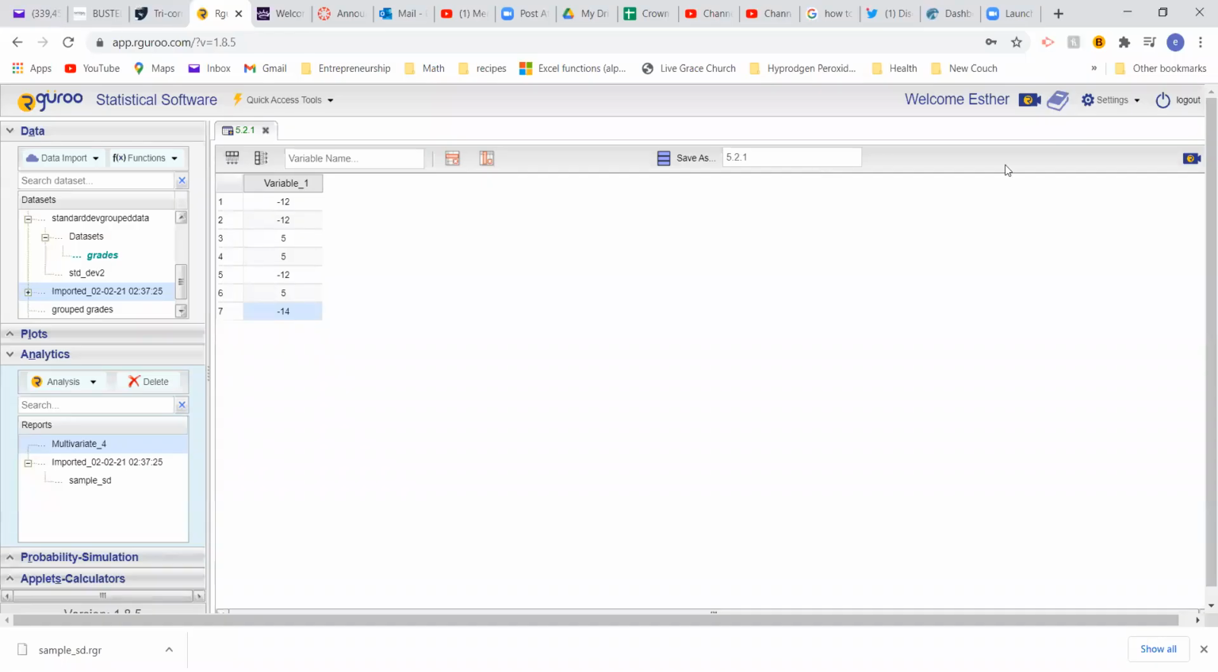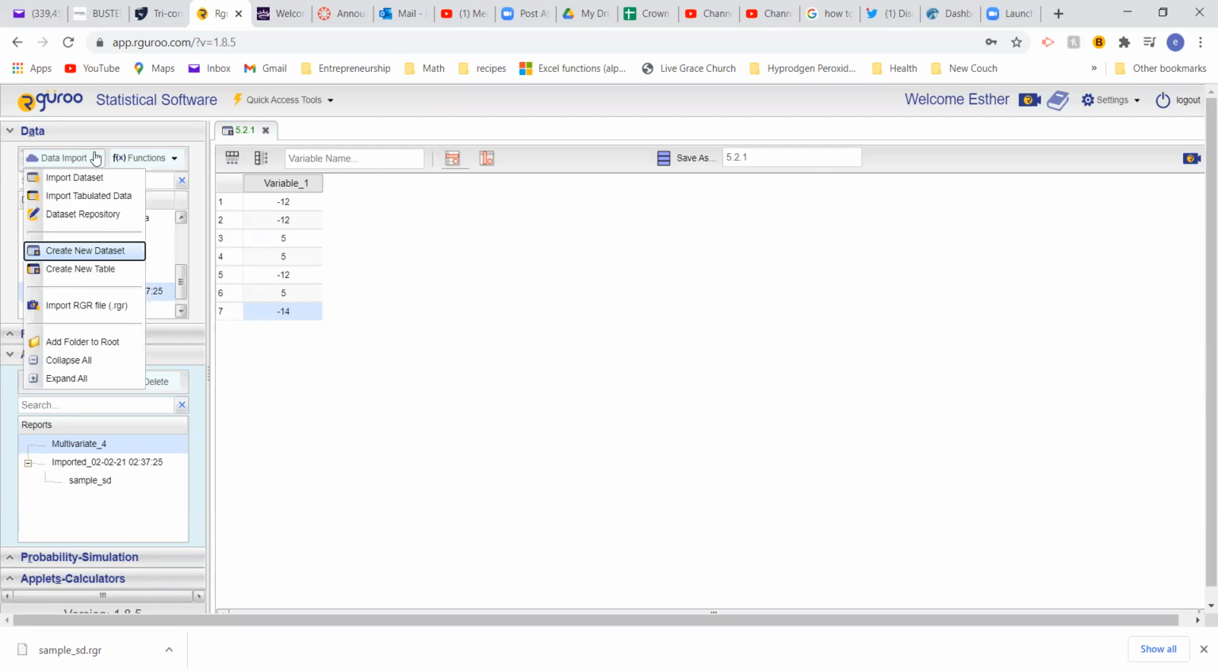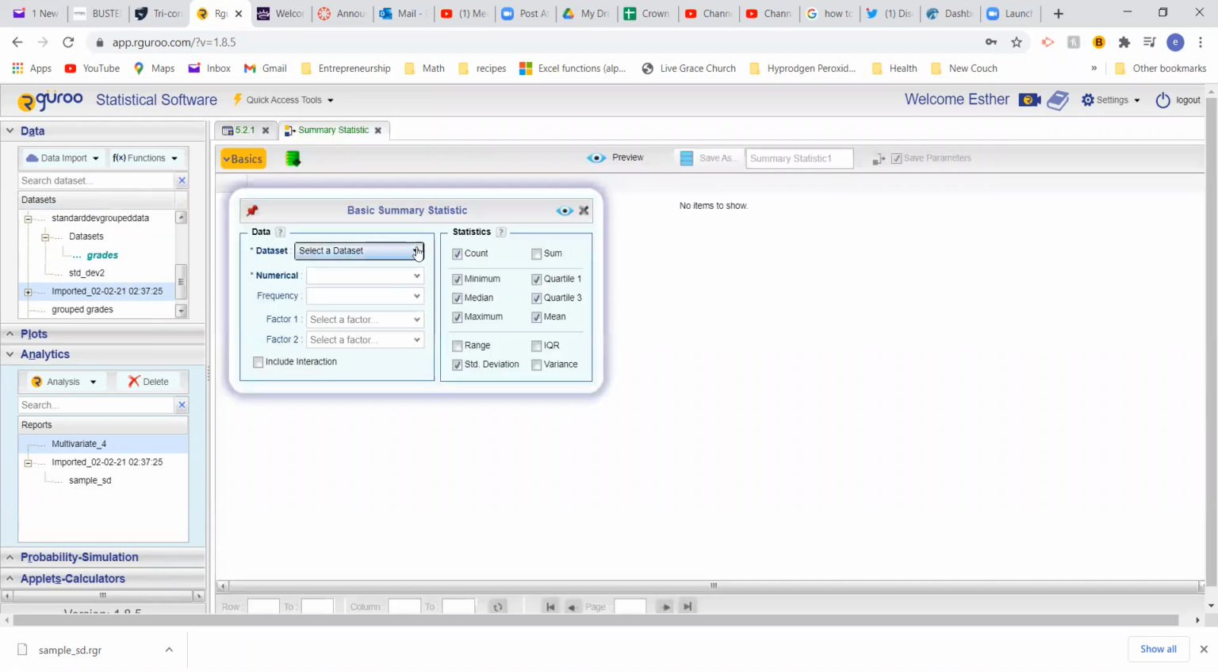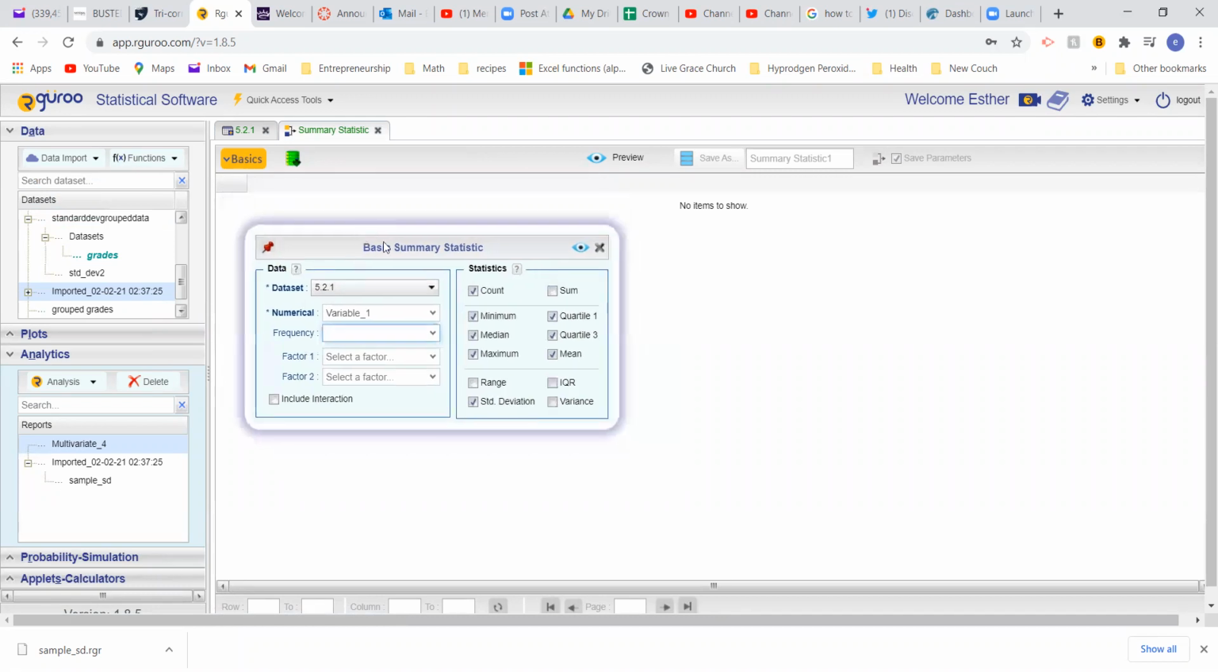So I'm in RGuru, and I went to data import and then create new data set, and I pressed this button for 7 values and input those values in for variable 1. And then I went ahead and saved it as 5.21. And then what I'll do is I'll go into functions, summary statistics. I'll select 5.21. And then they named that variable here as variable 1.